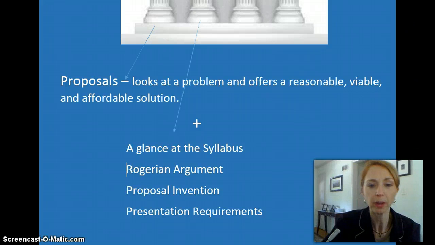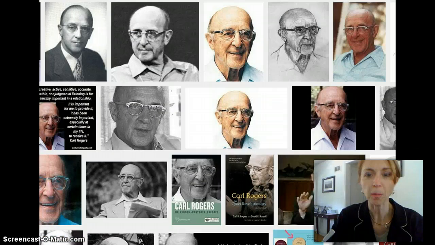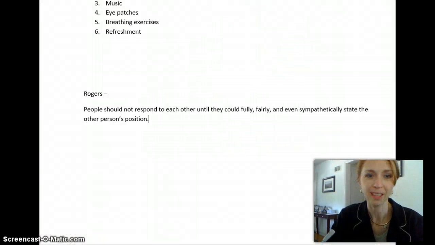Let's just take a quick look at a Rogerian argument. Here are some pictures of Carl Rogers, for whom we name the Rogerian argument. Simply put, Rogers says this: people should not respond to each other until they could fully, fairly, and even sympathetically state the other person's position.